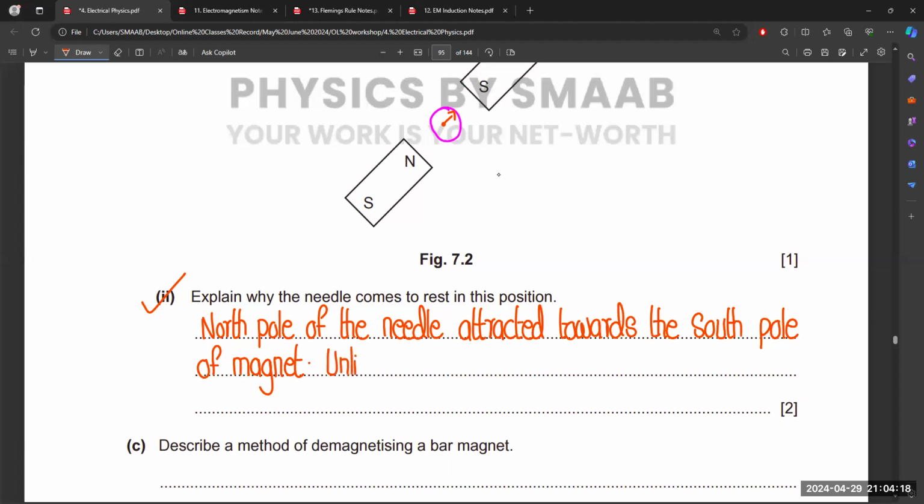And the reason is, unlike poles attract each other. So this is the reason.